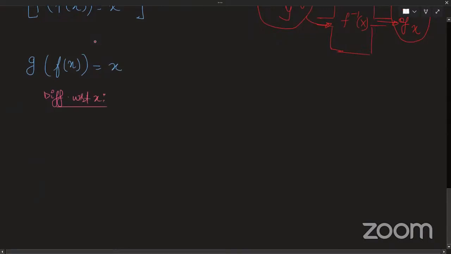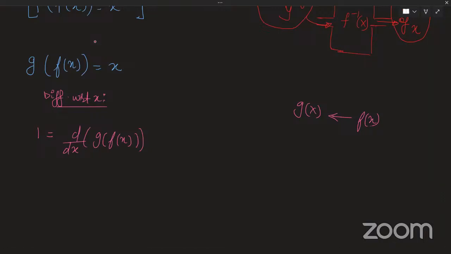Differentiating with respect to x on both sides, can you tell me what will be the right hand side? One. Derivative of the right hand side is 1, right? On the left hand side, I am basically asking you the derivative of g of f of x. So basically what is happening is inside g of x, f of x has been inserted, right? Agree, everyone?